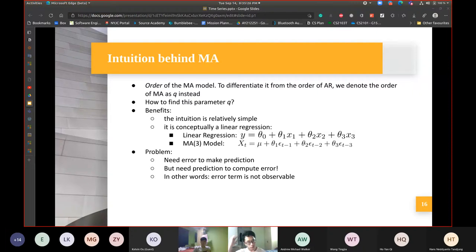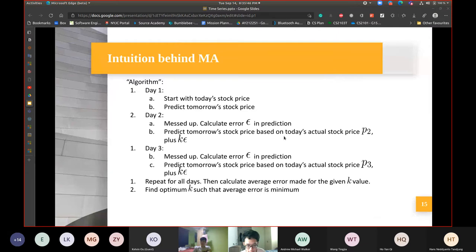So for moving average, the equation is given here. E here corresponds to error, as shown in the previous slide. And you don't have to take the mistake you made from one day ago. So in the algorithm here, you only use the mistake made one day before. So you only ever use one error value to make your prediction.